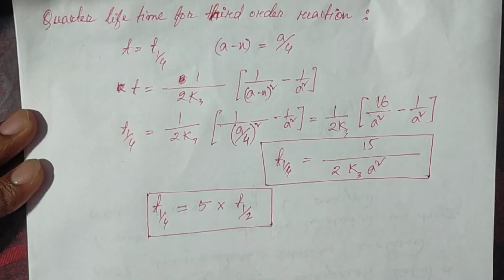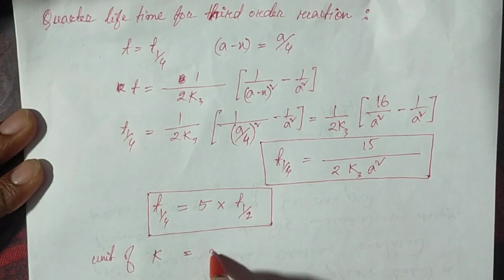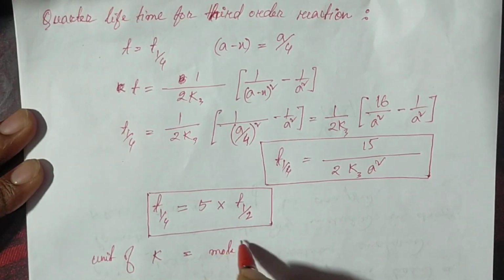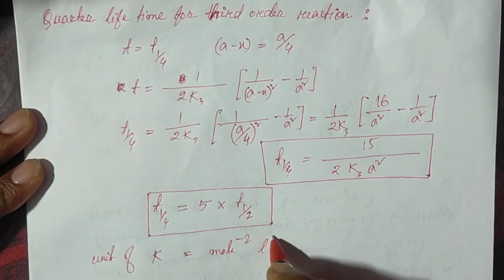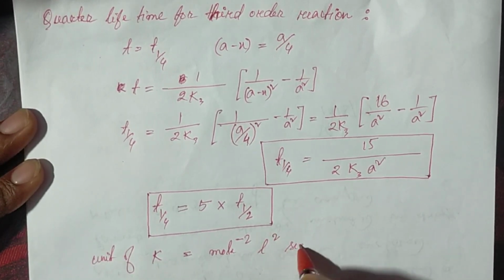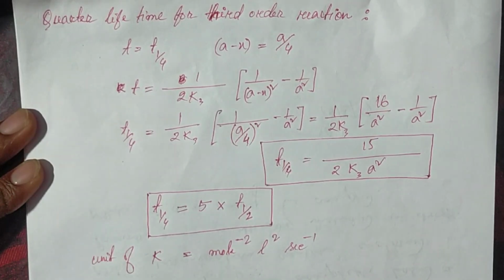And the unit of rate constant for a third order reaction is mole inverse liter square second inverse. So this is the unit.